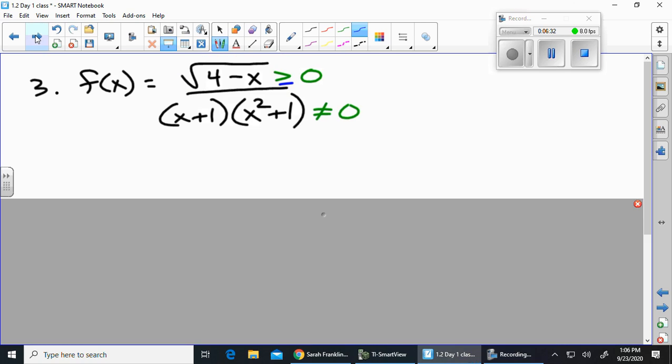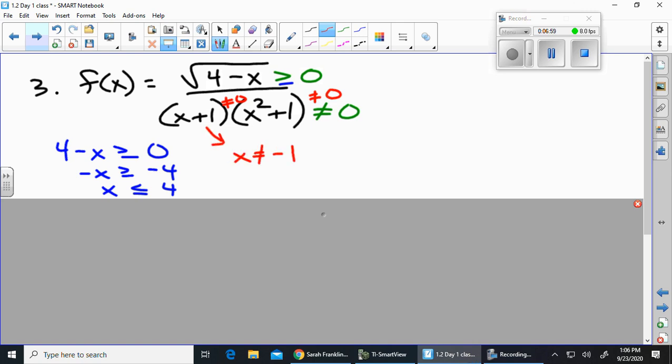So top is greater than or equal to 0. So 4 minus x greater than or equal to 0. Subtract 4, divide by negative 1. X has to be less than or equal to 4. But now let's think about the bottom. This cannot equal 0. Well, that means x cannot equal negative 1.